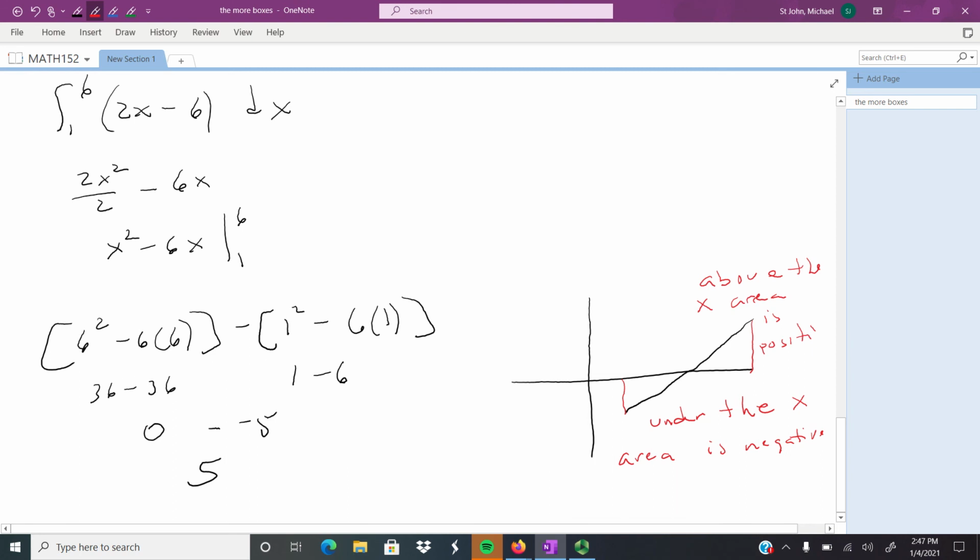So the answer we got here is the net area. Because part of it was below, part of it was above, and so this is nice little simple triangles. It ends up that the area below here was 4, and the area above here was 9. And 9 minus 4 gave us 5.